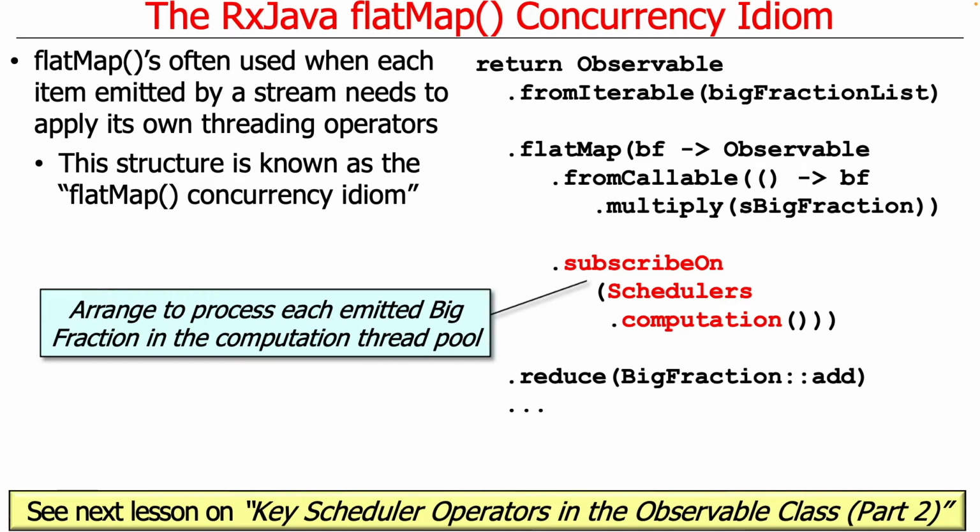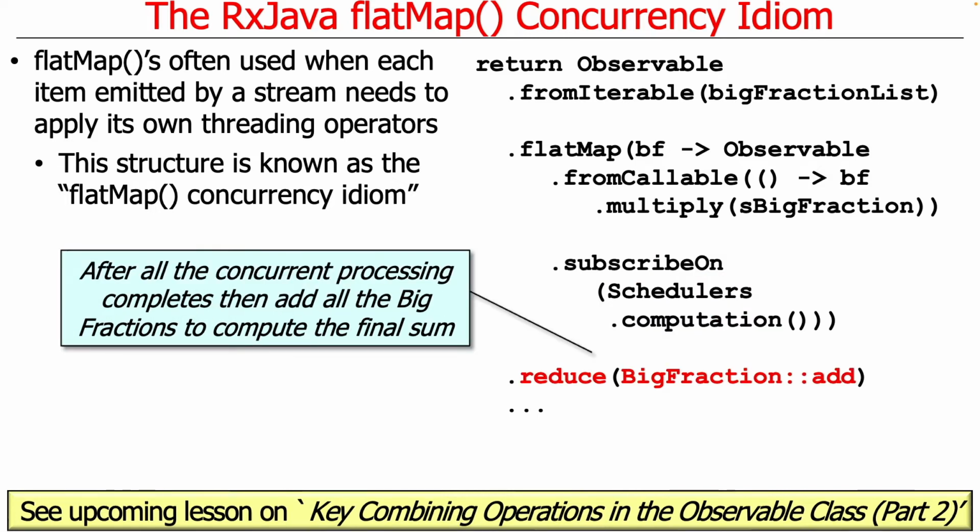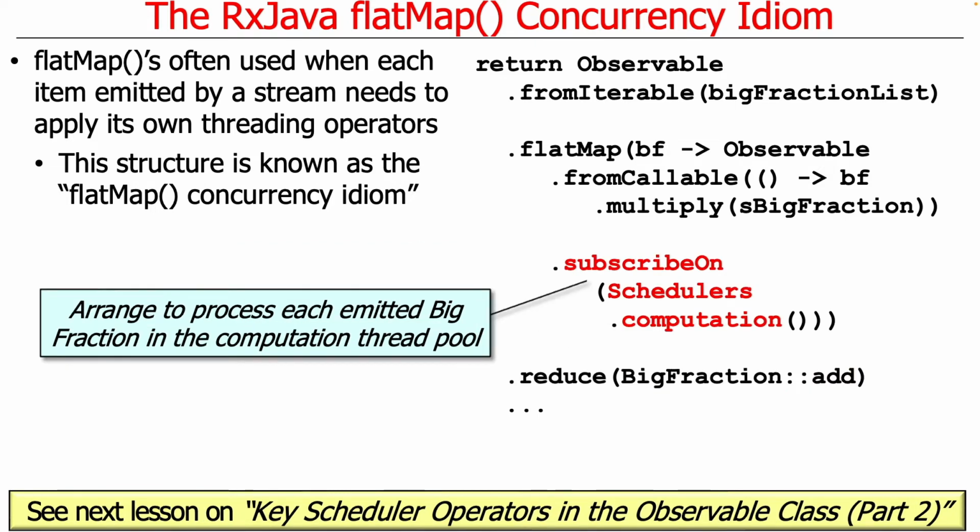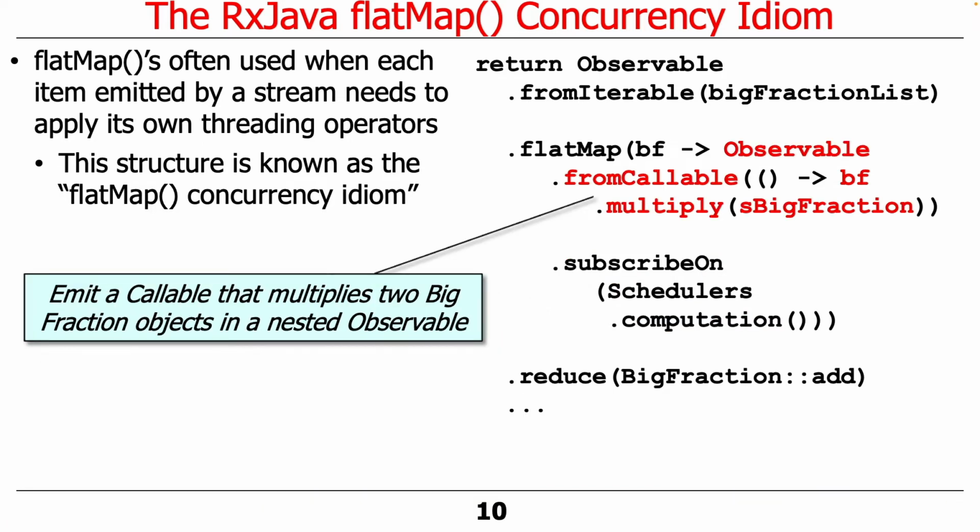We'll talk about the computation thread pool in the next part of the lesson. The way to think about it is kind of like the common fork-join pool, but not quite. It's a similar idea, designed to run compute-bound tasks. After all the concurrent processing completes, we're going to use the reduce operator, which we'll also talk about shortly, to add up all the results of those multiplications. That's the big picture view here, and this is very common in RxJava if you're using the flatMap concurrency idiom. Something else we'll talk about later: fromCallable is lazy. Remember that. fromCallable is lazy.